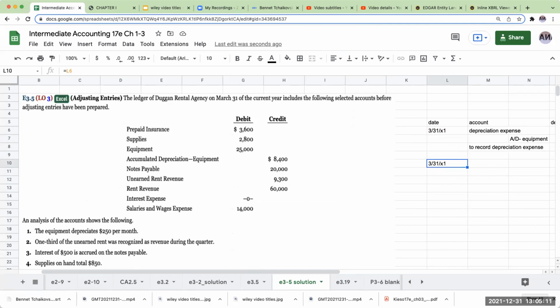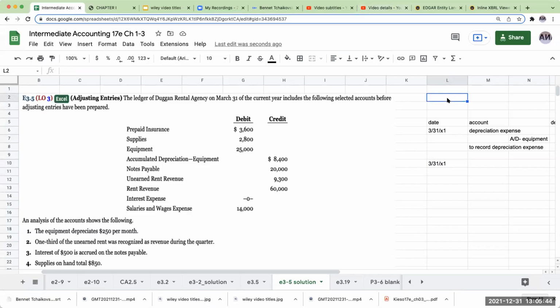Okay, 1/3 of the unearned rent was recognized as revenue during the quarter. Okay, so I guess my question is, did they already recognize it, or do we need to go through and recognize it? Just give me a moment.